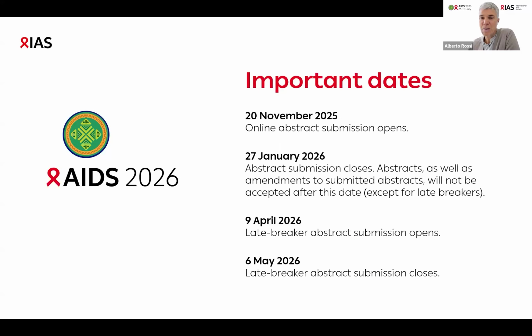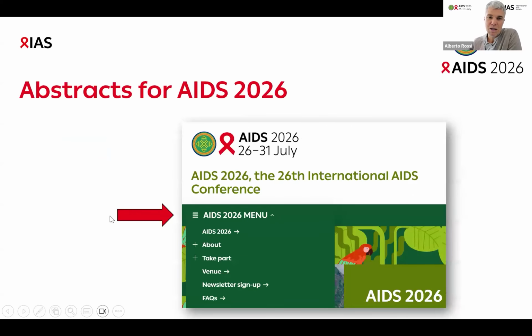Here are the key dates regarding the abstracts. On the 20th of November, the online abstract submission will open, and that will go until 27 January 2026. After that point, you cannot submit abstracts, and you cannot modify abstracts. That's it, unless you are submitting a late-breaker abstract, which will open on April 9th, 2026, and will go for about 4 weeks until May 6th, 2026. So please make sure to remember these dates if you intend to submit. You can find all the information here, and again, we'll share the link in the chat. This will be updated a week from today with all the guidelines and specificities for the abstract submission process, and we recommend that you follow those carefully.